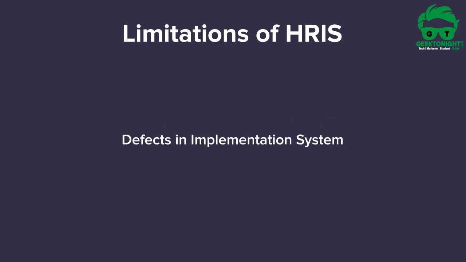The last second one is defects in implementation system. There can be errors, faults, failures of output generation in the system. The implementation system or execution of HRIS can be defective sometimes. This will not be able to provide the actual results, and the information provided can be wrong, misleading, and vague. Therefore, complete trust in HRIS cannot be maintained.